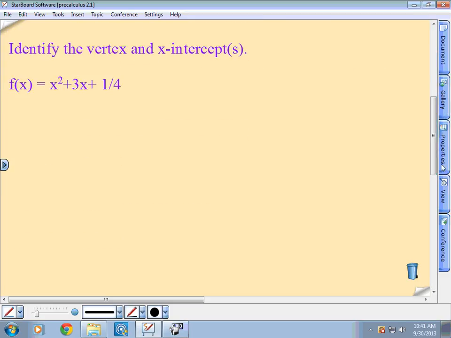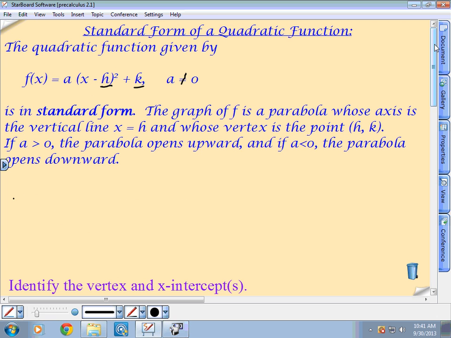Identify the vertex. H can be positive too, right? What's that? H can be positive too if it's in that form. I know it had it negative, but can H be positive? Can this be a positive number? If it's plus h, what's that tell you? That it shifted over to the left?